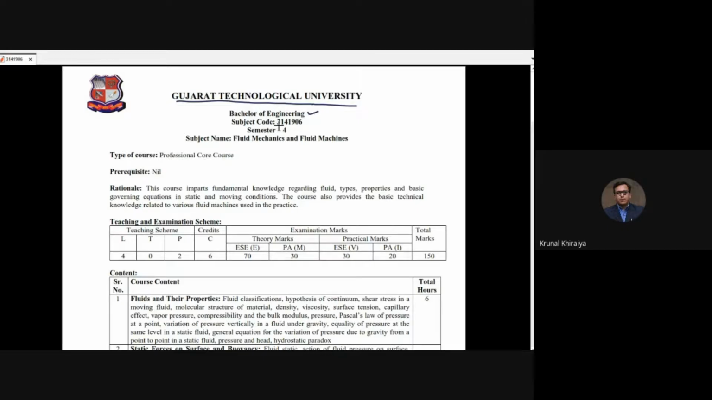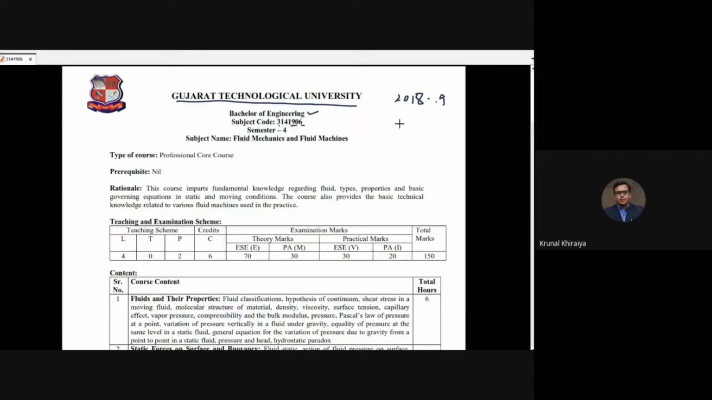31419006. Here, 3 means that it is revised the third time. Our syllabus was revised in 2018-19, that's why the 3 is here. Then the 19 means our branch, and the 06 is the subject code. The name of the subject is fluid mechanics and fluid machines.